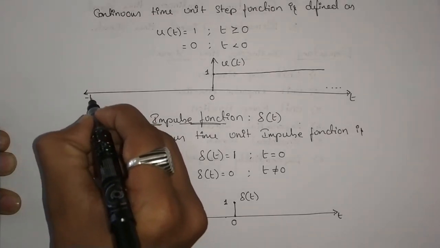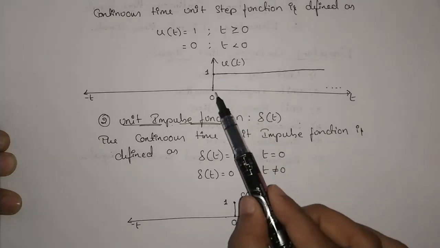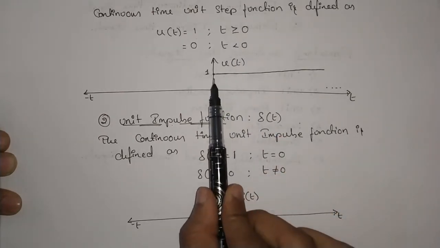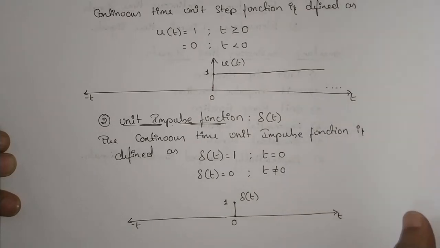This is the unit impulse function. Delta of t is equal to 1 only at t equal to 0, whereas u of t is equal to 1 for t greater than or equal to 0. After 0, it keeps on going as a flat line. And the third one is the unit ramp function.